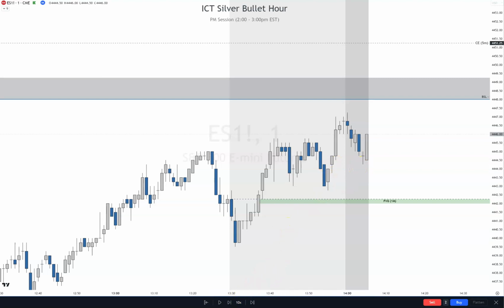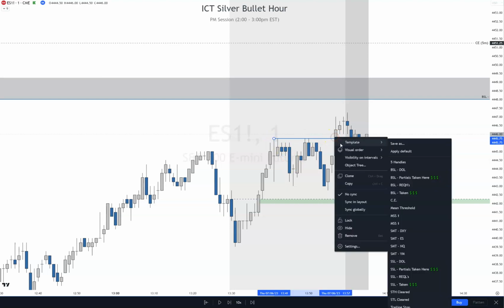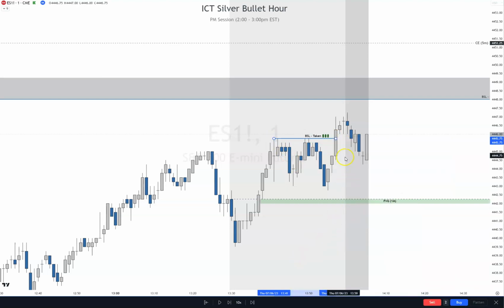So let me just mark this up, what I'm showing you here, what I just said. So we have liquidity being taken here. Buy side taken there, right? We need our market structure shift here. Buy side liquidity is taken there. But let's see what happens here with these candles.